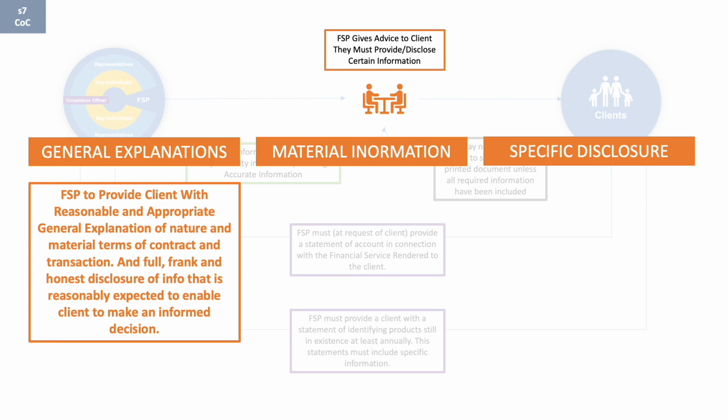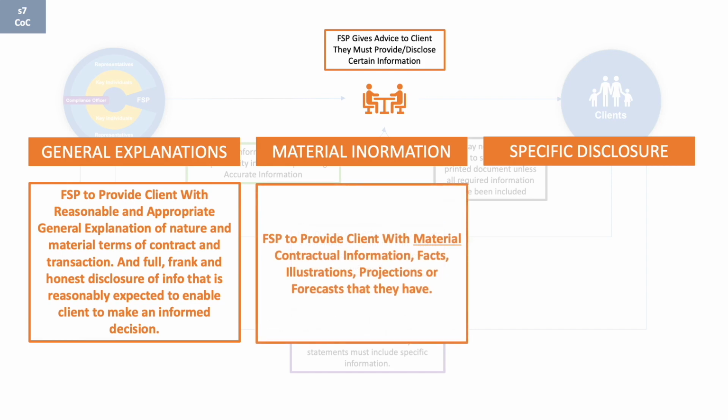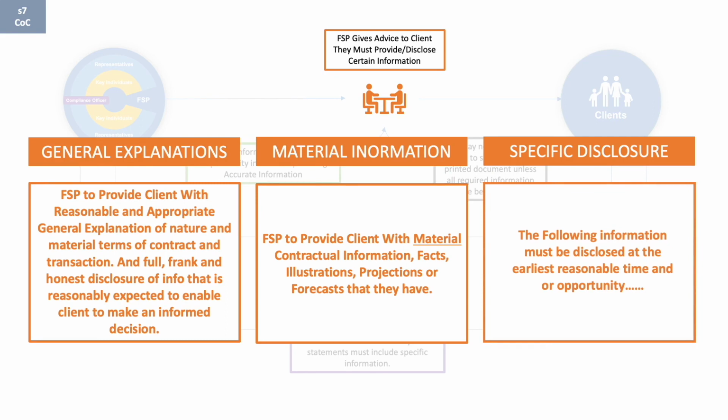The FSP is to provide full, frank, and honest disclosure of information that is reasonably expected to be disclosed to enable the client to make an informed decision. In terms of material information, the FSP is to provide the client with material contractual information, facts, illustrations, projections, or forecasts that they have. In terms of specific disclosure, Section 7 of the Code of Conduct goes into detail as to what needs to be disclosed.